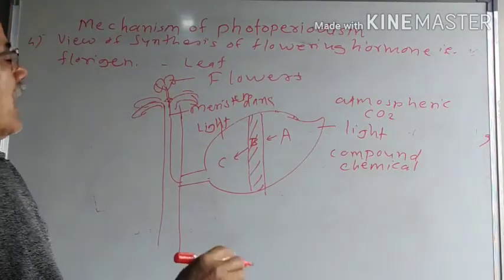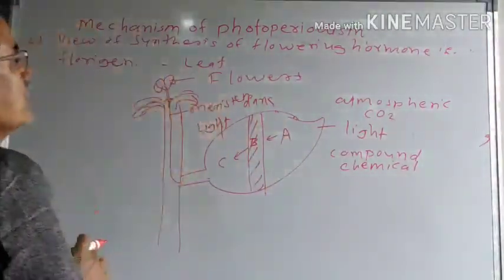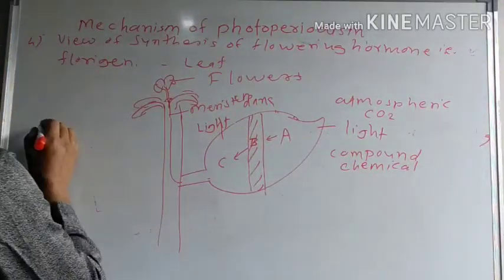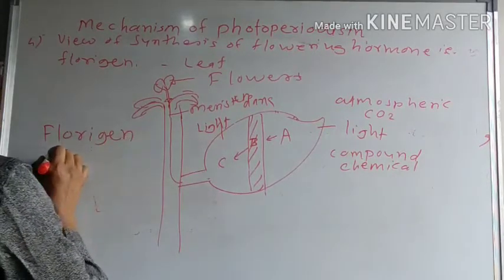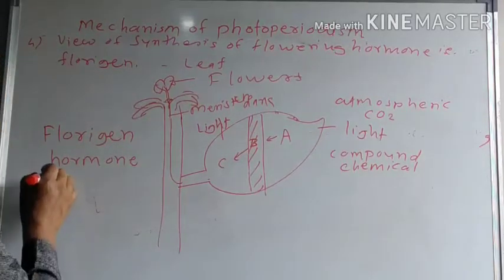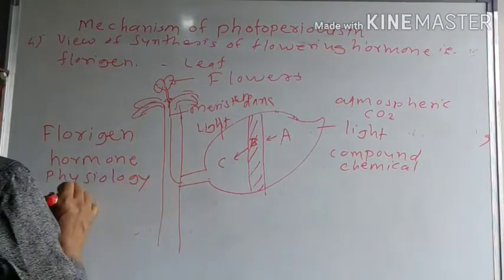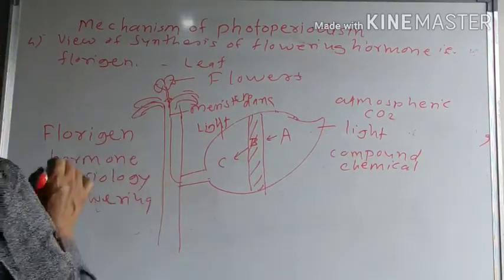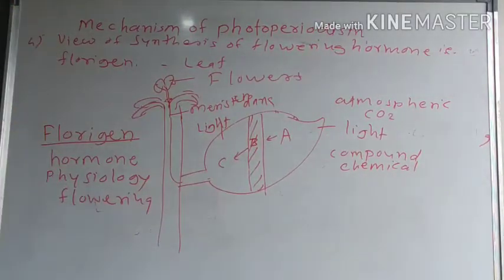The compound which is produced and which is responsible for the flowering is known as florigen. It is the hormone responsible for the physiology of flowering. This chemical, the flowering hormone, is known as florigen.